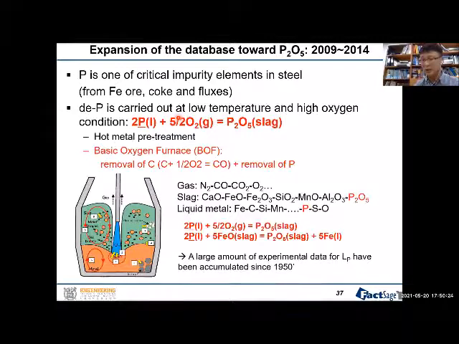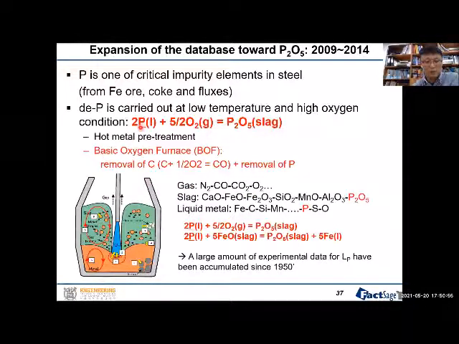Now considering the environment, if we increase the oxygen partial pressure, then we can push the chemical reaction more forward. And if we decrease the activity of P2O5 in the slag, that is, if we make P2O5 more stable in the slag system, then we can also accelerate this reaction in the forward direction. That's the design of the system.